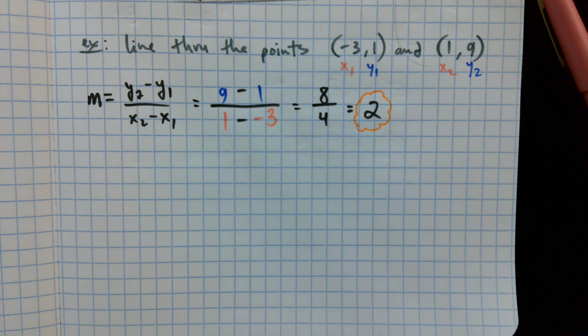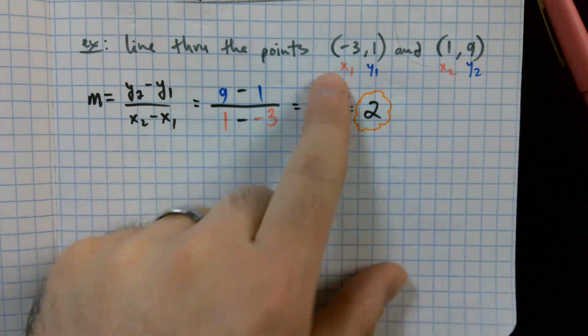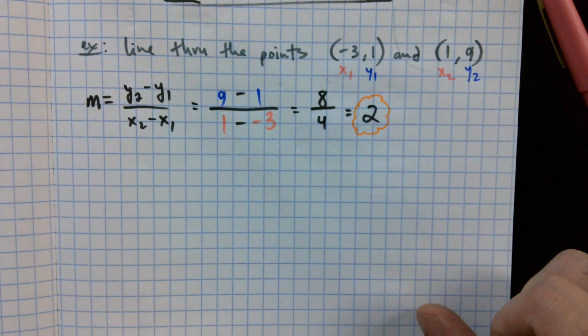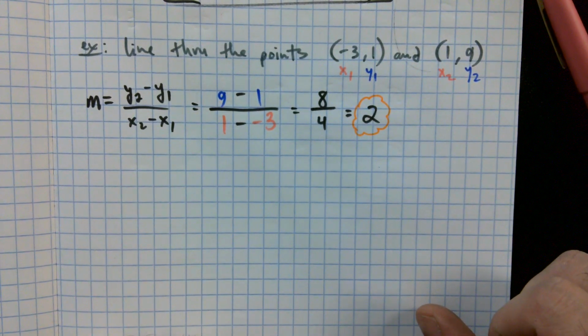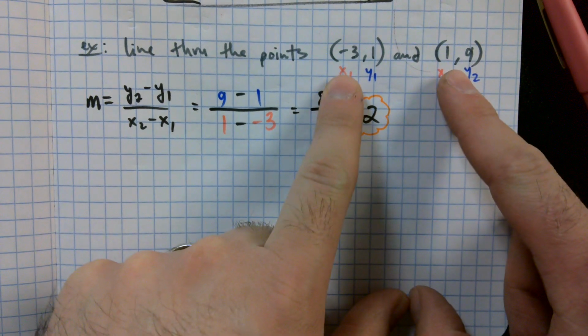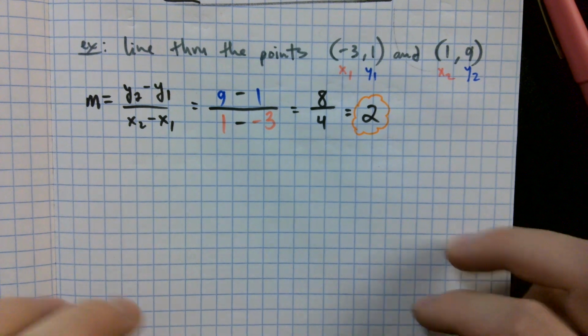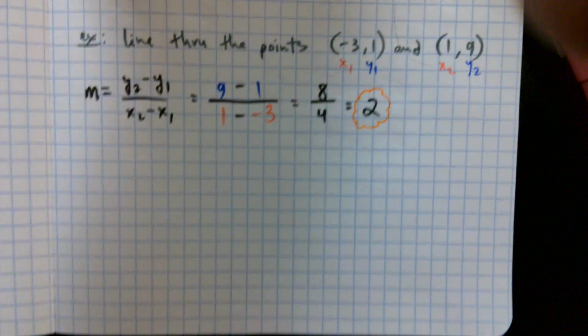Which one do you want to pick? The first one or the second one? The first one, x1 and y1, because it's x1 and y1. What if I had written this point first, and that was x1, y1? Would that be incorrect? No, they're both points on the line. It doesn't matter which point you pick. So we actually have 2 possible answers here. Let's take a look.